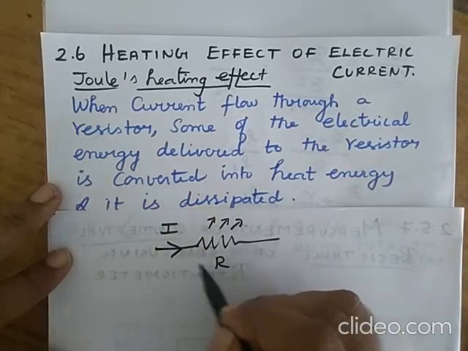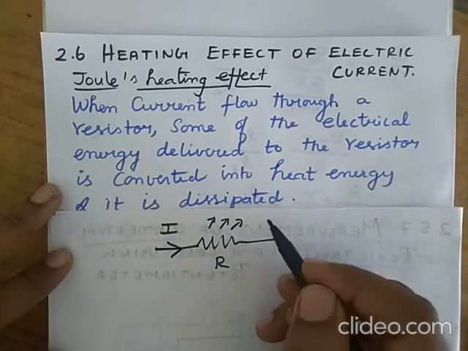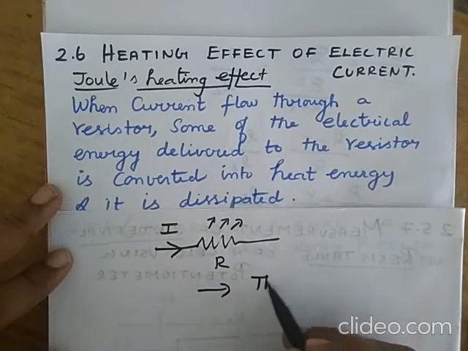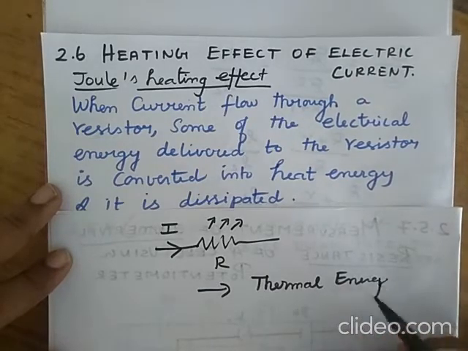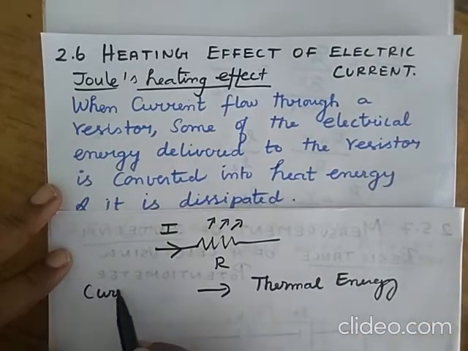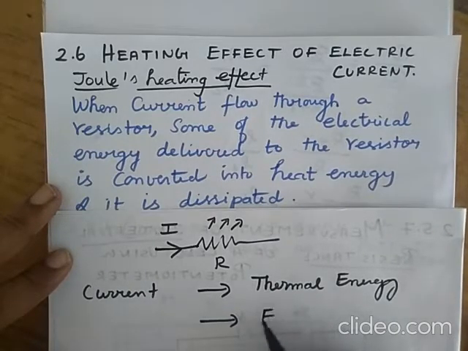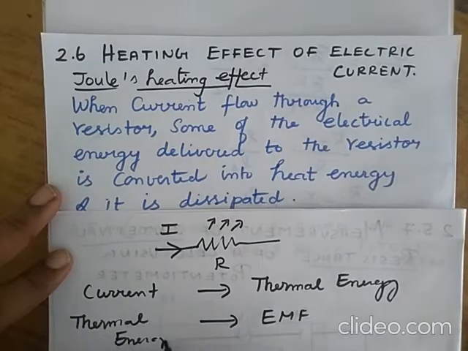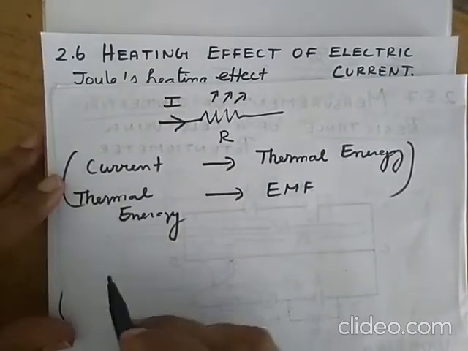That is thermal energy. It attains thermal energy and it is wasted to the surroundings, that is, dissipated to the surroundings. Here we get thermal energy from current. We can also produce electrical energy, that means EMF, from thermal energy, that means a temperature difference. This effect is known as the thermoelectric effect.